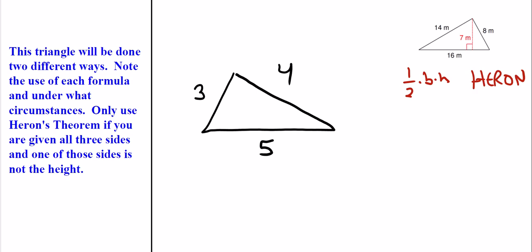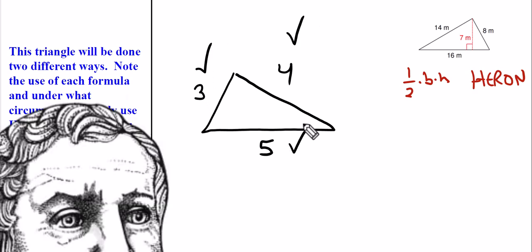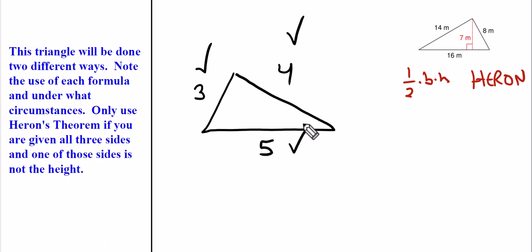Well, for this triangle, they gave me the base is 5. But actually, they gave me this side and they gave me this side. They gave me all 3 sides, A, B, and C. They did not give me the height. So based on what I see on the screen, I'm going to have to go with Heron's theorem because I don't know if I have a height or not.